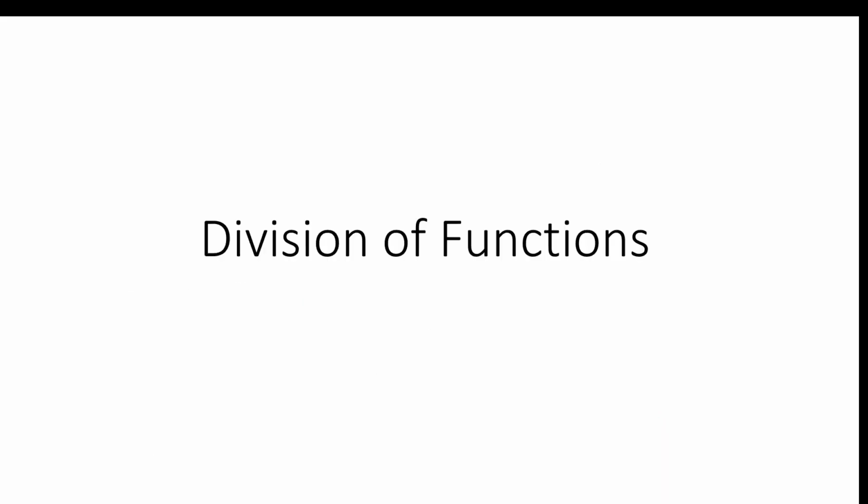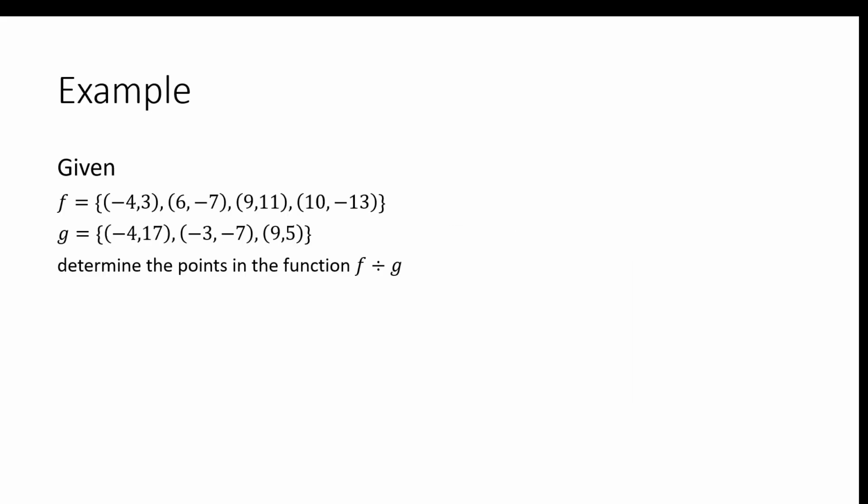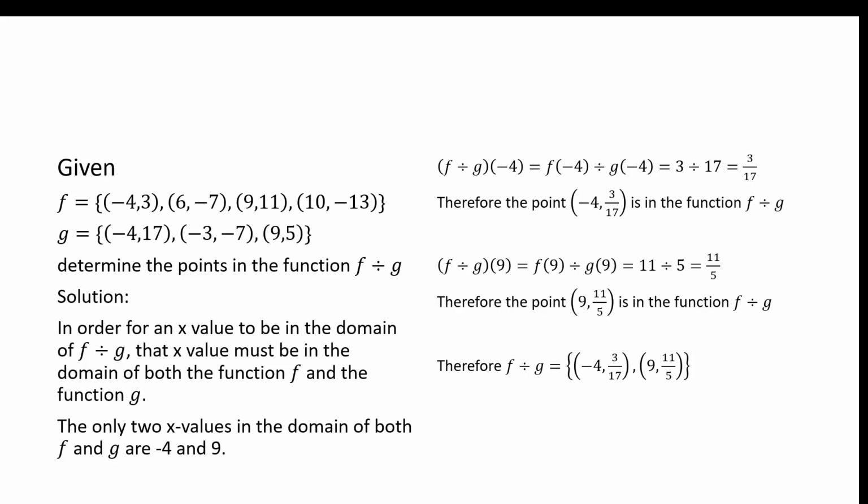Okay. Now, with division of functions, there is one difference. So we'll start in a very similar way. Suppose we're given f and g as shown. We want to determine the points in the function f divided by g. And again, just like before, we'll look for x values in both domains. And once again, we see that those values are -4 and 9.